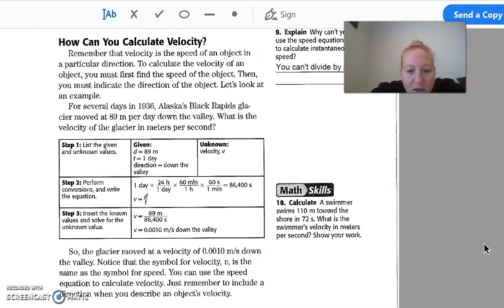Notice that the symbol for velocity, V, is the same as the symbol for speed. You can use the speed equation to calculate the velocity. Just remember to include a direction when you describe an object's velocity.